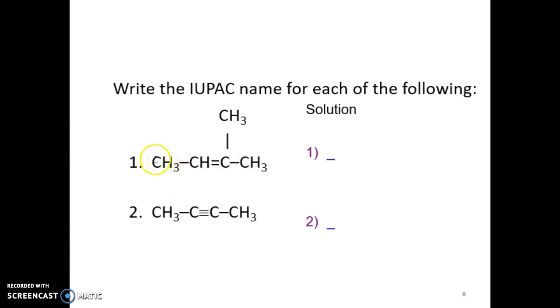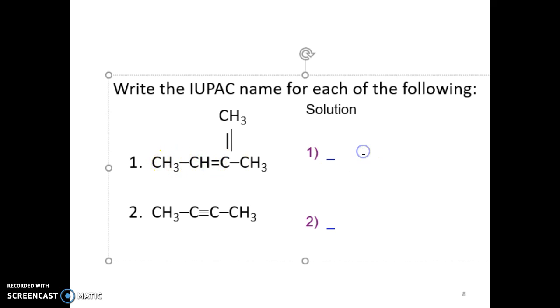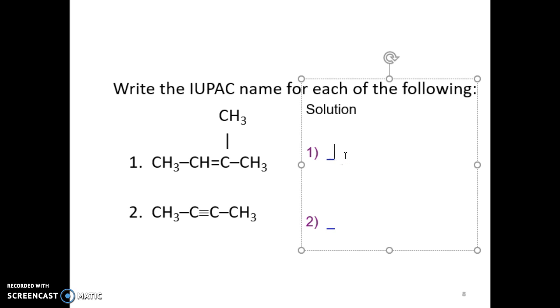So here, first up, we're looking at what's the longest chain. We've got 1, 2, 3, 4, or 1, 2, 3, 4. Either way we look at it, the longest chain is going to be 4. So we've got a but-, so we write that down, but. Within this chain we have a double bond, so we call that one butene. It's only got one double bond, so it's a butene.